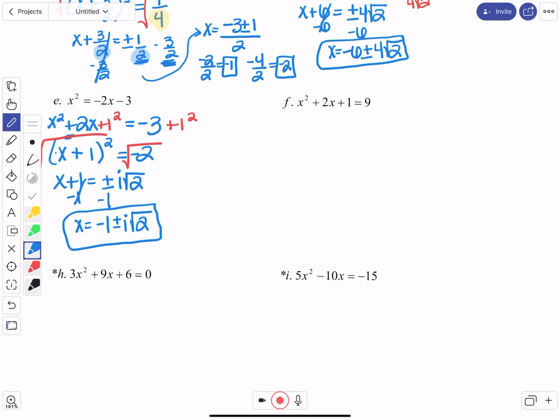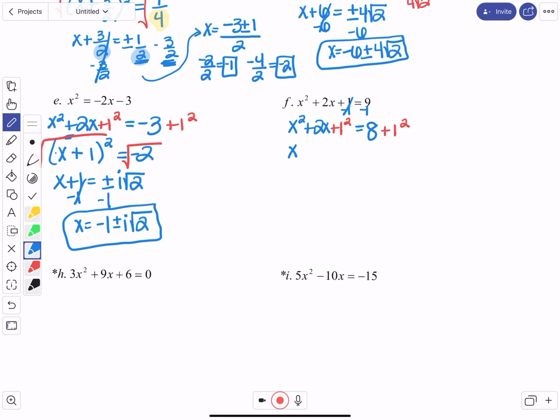All right, on F. Okay, so I already have a 9 on the right side. So I can combine the 1 with it. So I have x squared plus 2x. If I subtract the 1 with it, that's going to give me 8 over there. Okay, so half of 2 is 1, so I've got plus 1 squared, plus 1 squared.